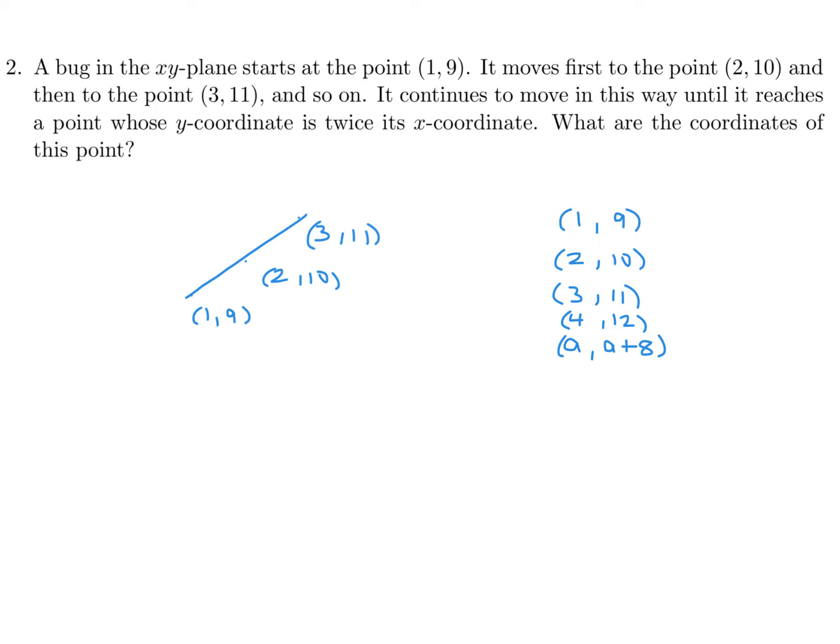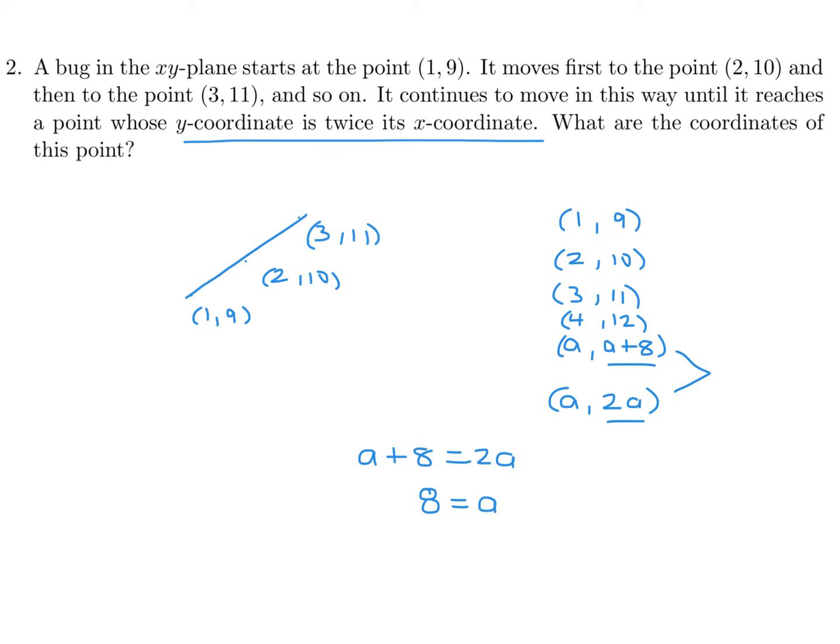So what they want is you to figure out when the y coordinate is twice the x coordinate. So when is it so that (a, 2a) is the scenario, the y coordinate being twice the x coordinate? Okay, we'll just compare those. That means that a plus 8 would have to be equal to 2a. And if that's the case, 8 is equal to a. And therefore the coordinates would be, 2a would be 16. So the coordinates would be (8, 16). And that's it.